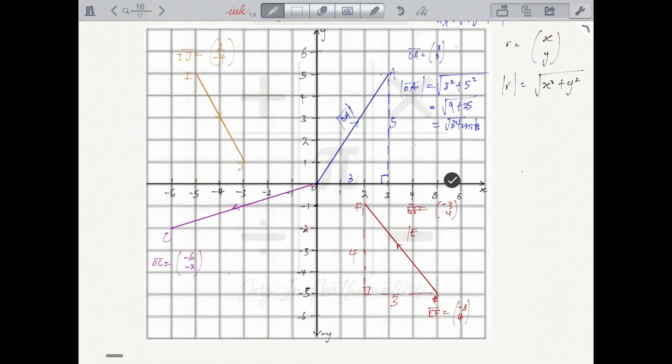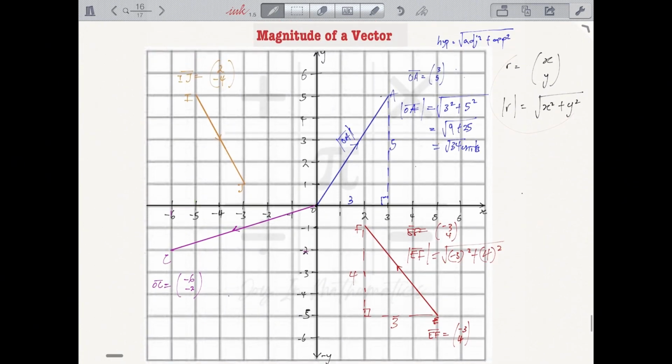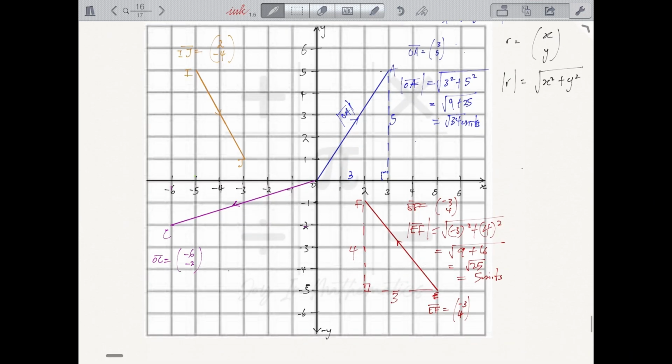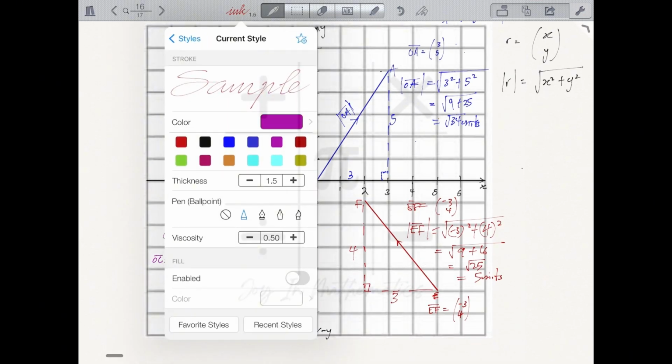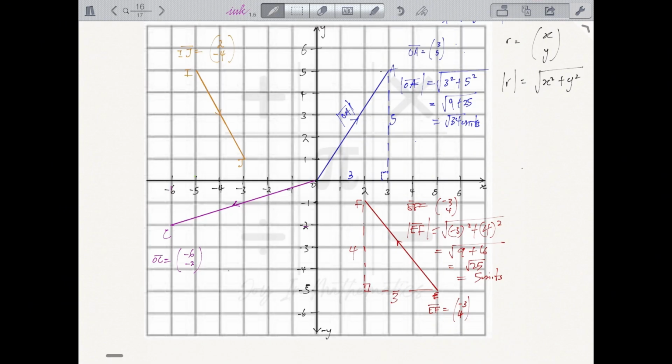Therefore we know that the modulus of EF will be equal to the x component squared, that's -3 squared, plus the y component squared, plus 4 squared. We are applying this principle, and this will result in 9 plus 16, which is root 25, which is 5 units. All right, so moving on, let's evaluate the modulus of OC.